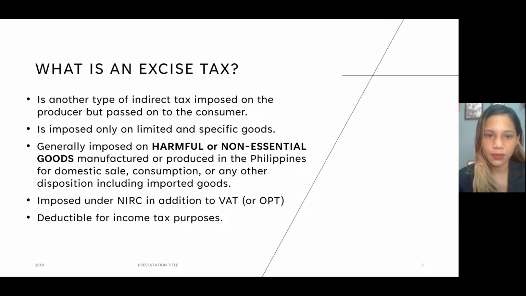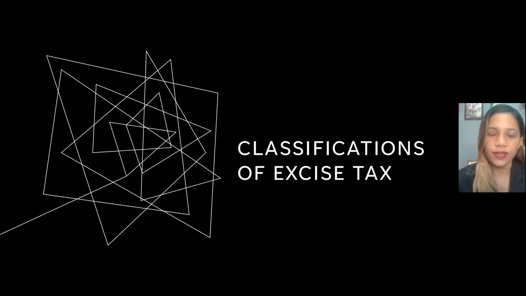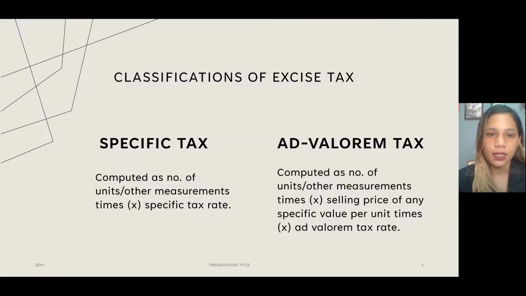Now, there are two classifications of excise tax. These are specific tax and ad valorem tax. When we say specific tax, it is computed as the number of units or other measurements times the specific tax rate, while ad valorem tax is computed as the number of units or other measurements times the selling price or any specific value per unit times the ad valorem tax rate, which is discussed further later.